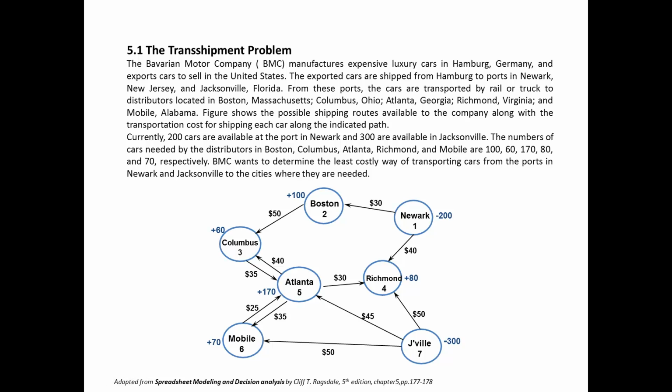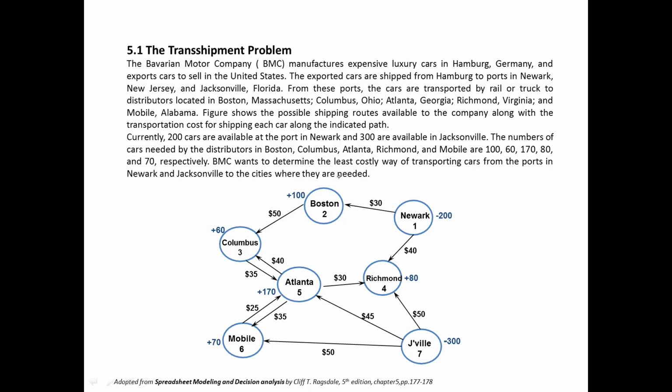Okay, now let's read the problem together. So this BMC company is trying to ship some cars from ports in Newark, New Jersey, and Jacksonville, Florida, to distributors located in Boston, Columbus, Atlanta, Richmond, and Mobile.